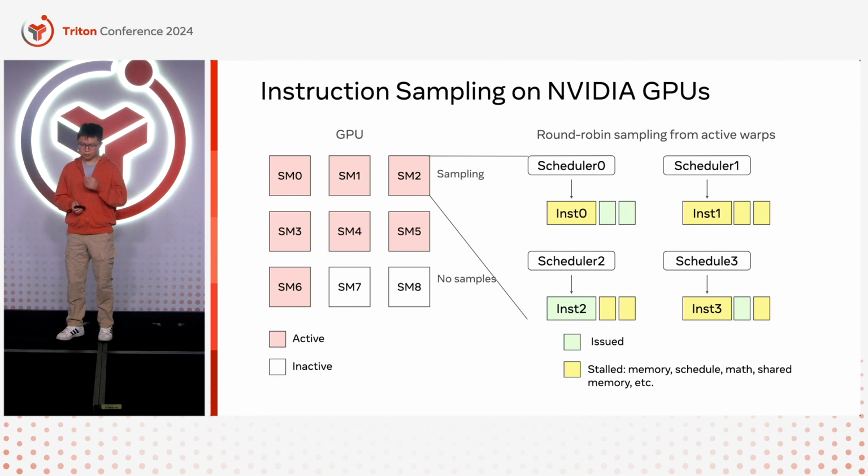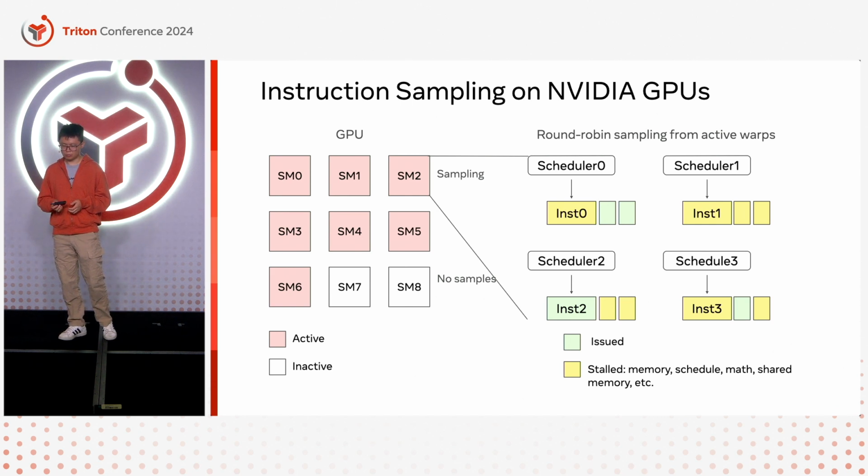So suppose the first time it's going to take a sample, the sample is taken on scheduler 0. Then after n cycles, the next sample is going to be taken on scheduler 1, followed by scheduler 2 and scheduler 3. Then it's going to take scheduler 0 again. That's why it takes samples in round-robin fashion.